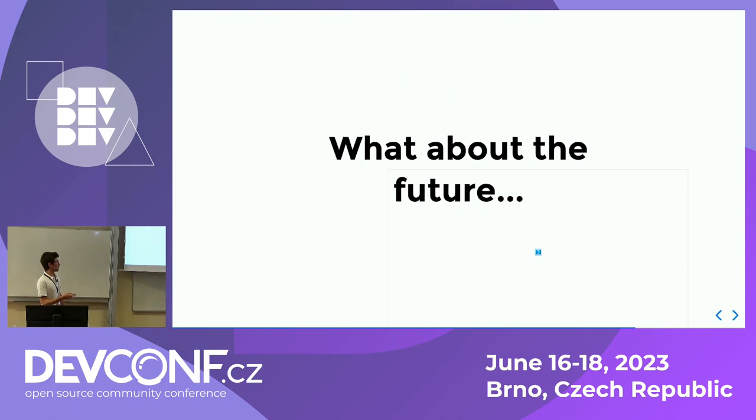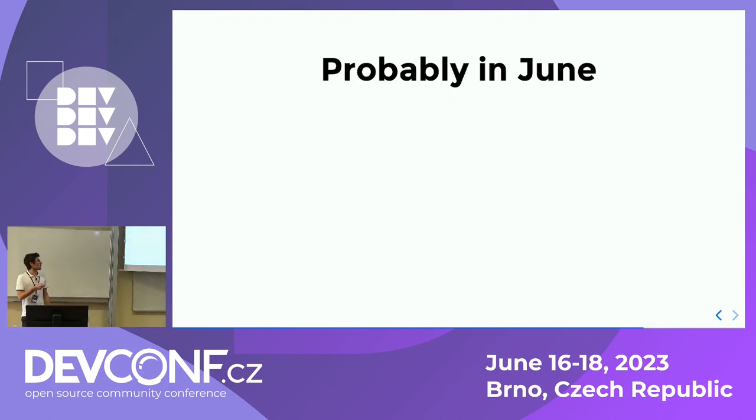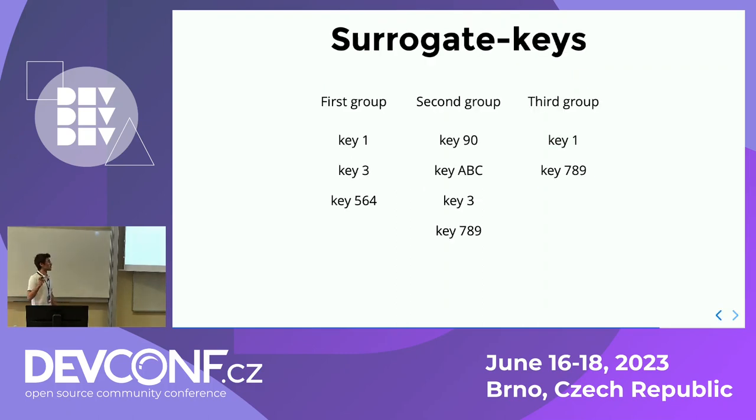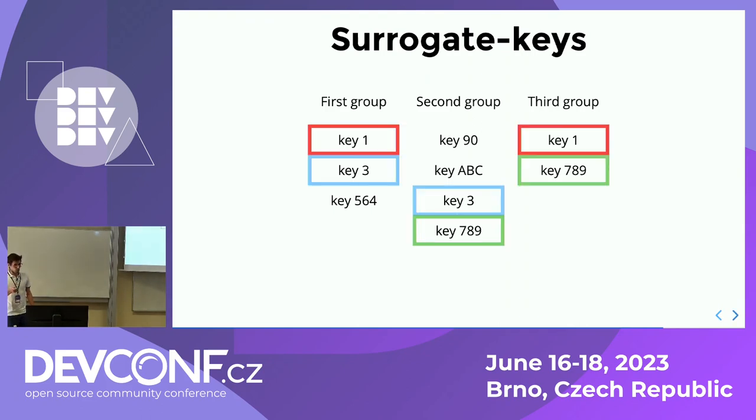And what? Oh, no images. What about the future? Probably in June, because all the RFCs are released in June. The surrogate keys. The surrogate keys will allow you to group your cache keys and invalidate them by a global key name, first group, second group, and third group.